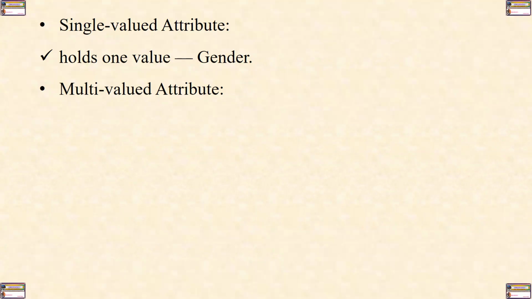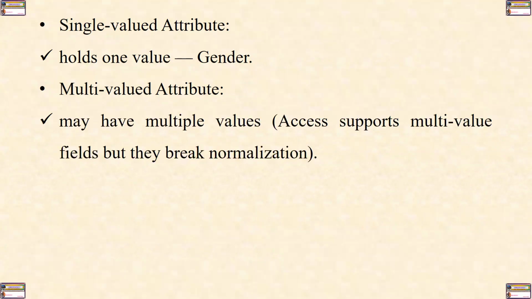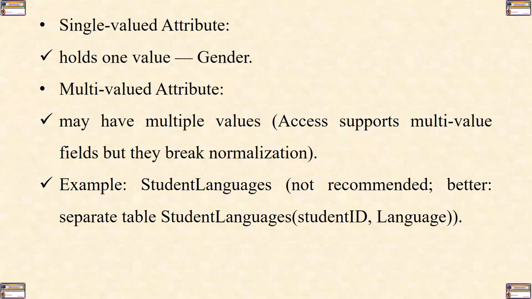We have also what we call multi-valued attributes. Remember, attributes are field properties. So when you use the word attribute, it's good to note you can replace it with the word properties. So multi-valued attribute may have multiple values. Access usually supports multi-value fields, but they break normalization rules. So it's good to avoid the multi-valued attributes by breaking them down and distributing them accordingly at each of the tables where it fits best.